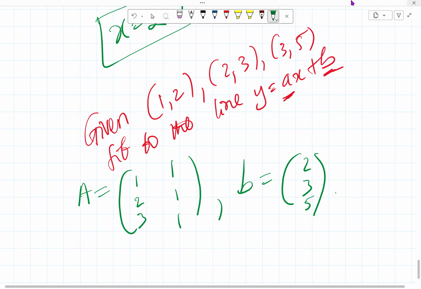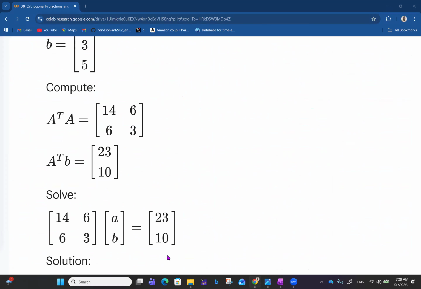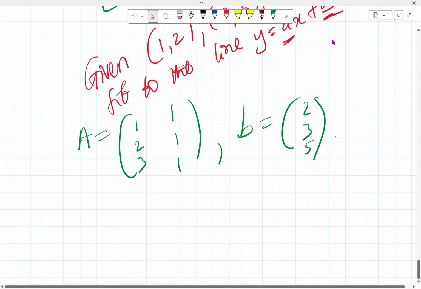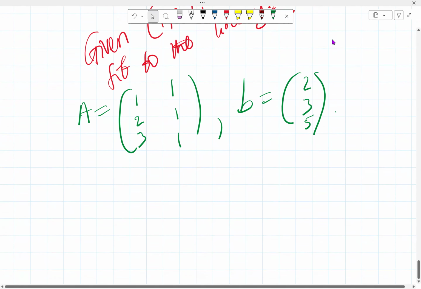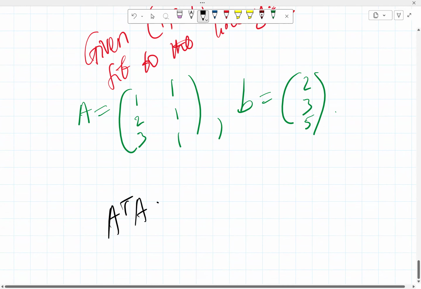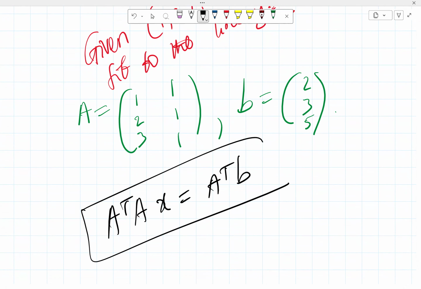I don't want to get it all confused. This is A transpose b now, but this a and b here should not be confused with this b. Maybe I can just call this something else, but if you can just get the gist. So we know we have A transpose A x is equal to A transpose b. Generally speaking, this is what we have.